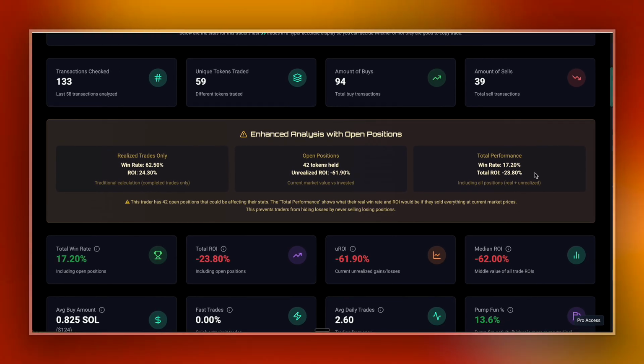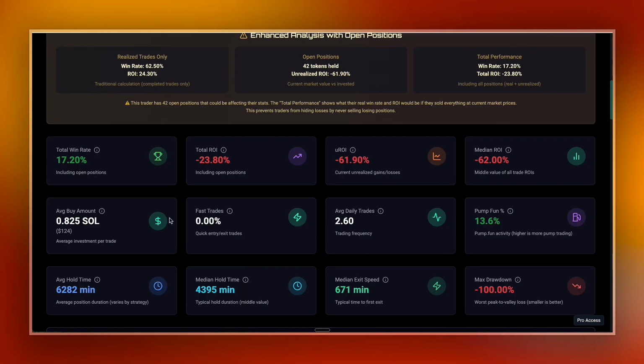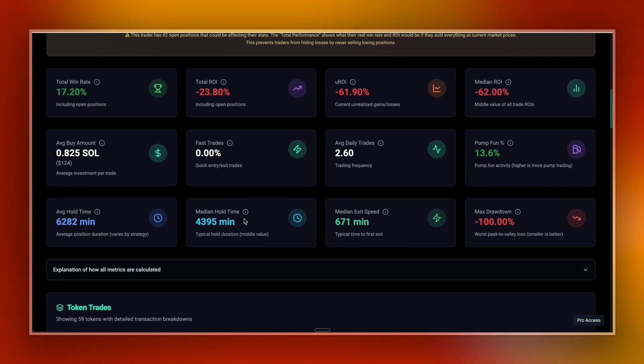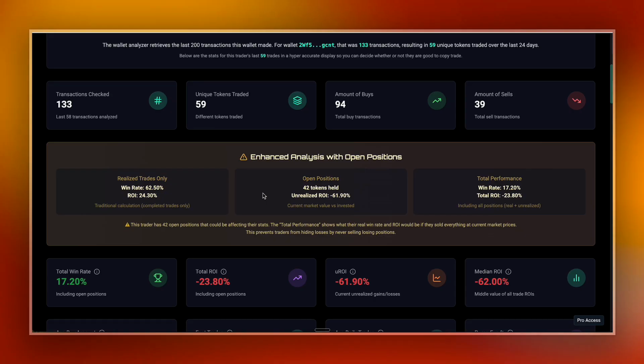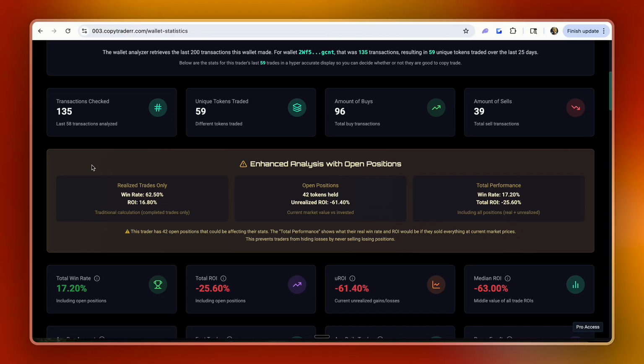So is this someone who I would want to copy? Absolutely not. His median ROI is terrible. His unrealized ROI is terrible. His total ROI is terrible. And everything else looks pretty good. His hold times are outrageous because he literally never sells his tokens. But this is a really useful tool that will help you prevent getting burned. Let's just put it like that. Honestly, you're not going to find any free tools that will do anything like this.